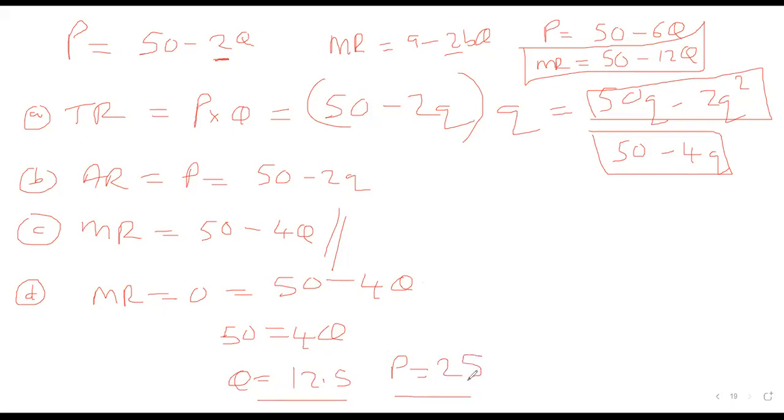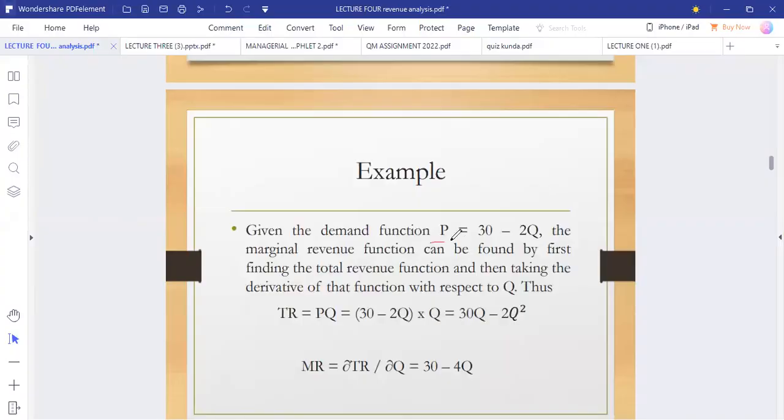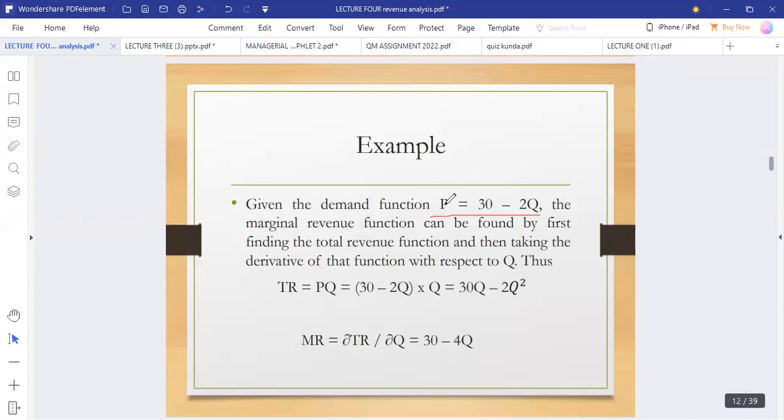Okay. So with that said, I'll ask you to try your homework: calculate and maximize revenue for this demand function. You find the marginal revenue, average revenue, and maximize revenue. So you can try this on your own. So I'll end here.